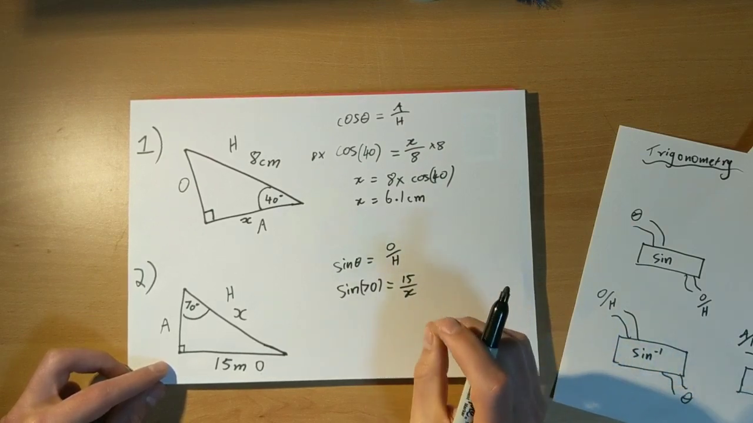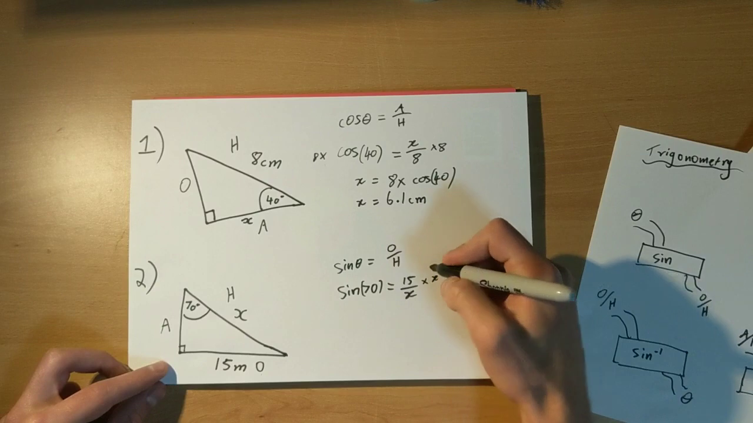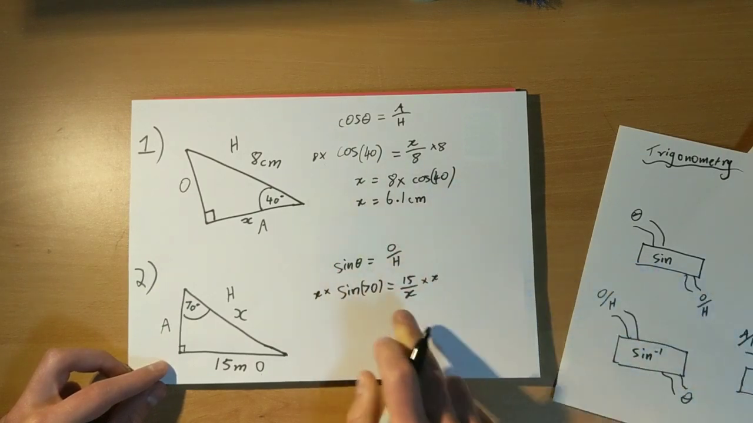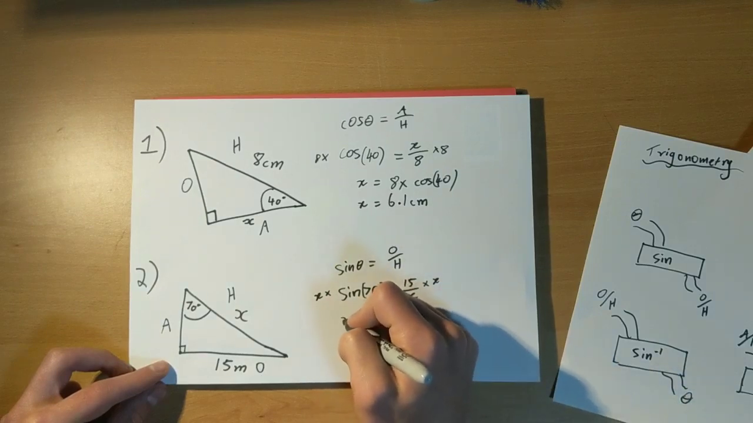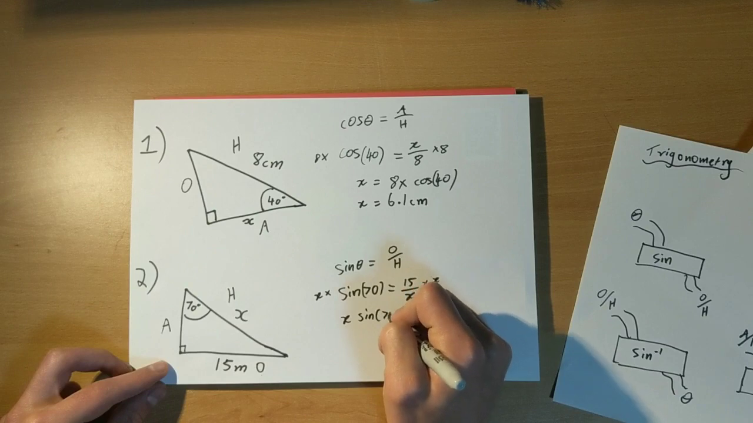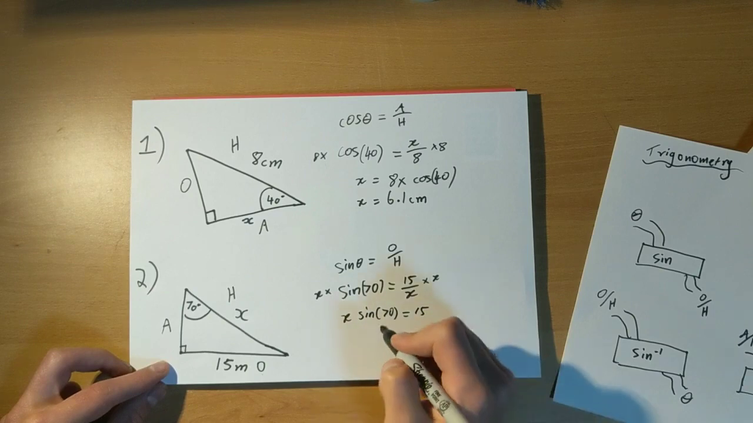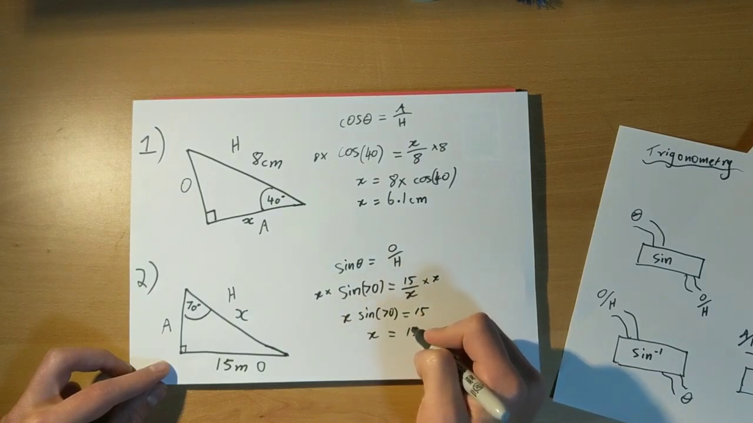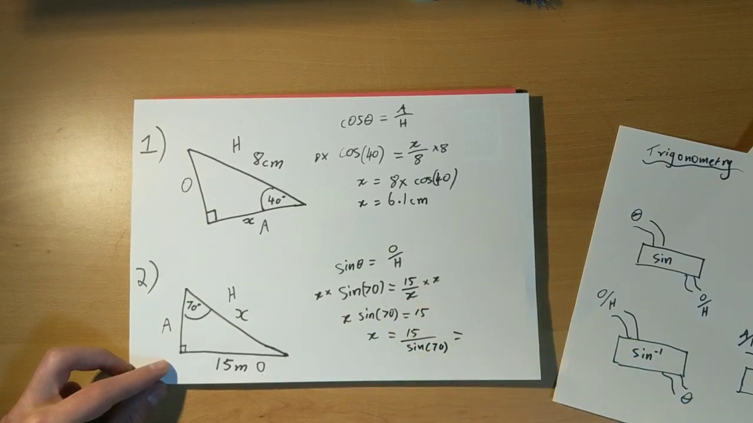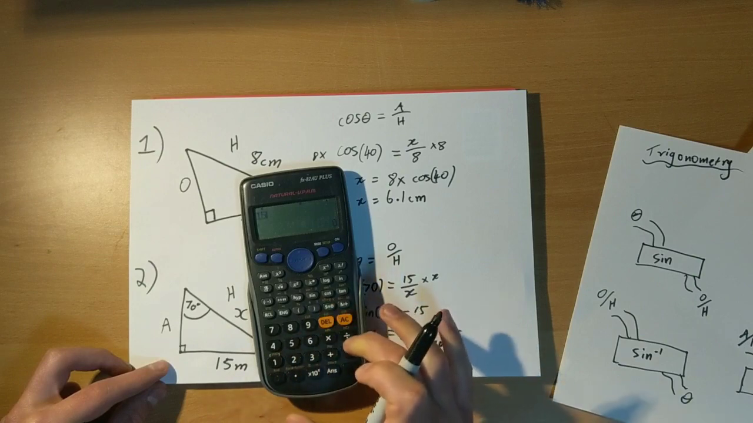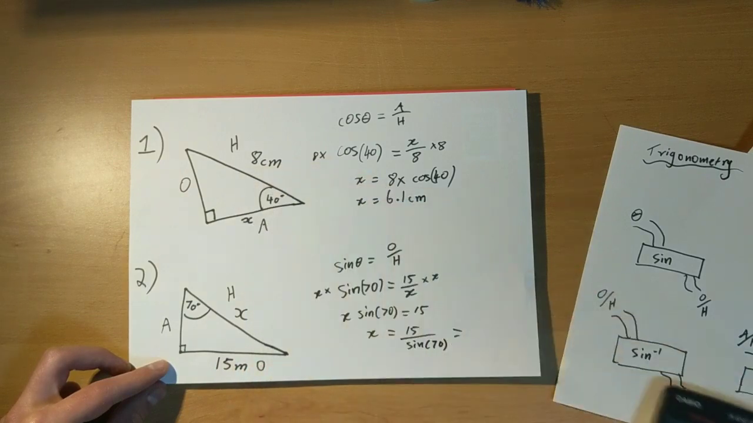The way I'm going to do this is I'm going to start by multiplying both sides of the equation by x. That's going to move x over to this side and get it off the bottom of the fraction. So I get that x sine 70 equals 15. Remembering that sine of 70 is just a number, that gives me that x equals 15 divided by the sine of 70. And when I put that into my calculator, 15 divided by sine 70, I get 15.96.